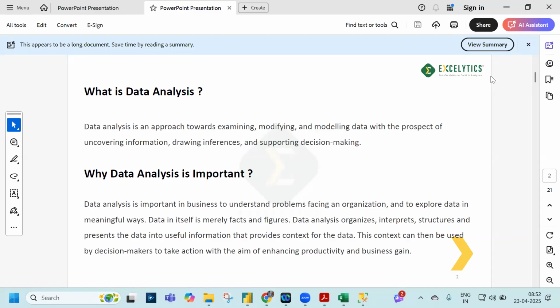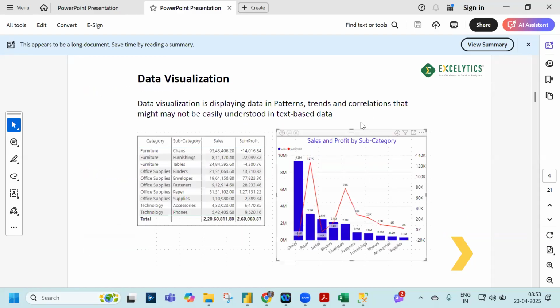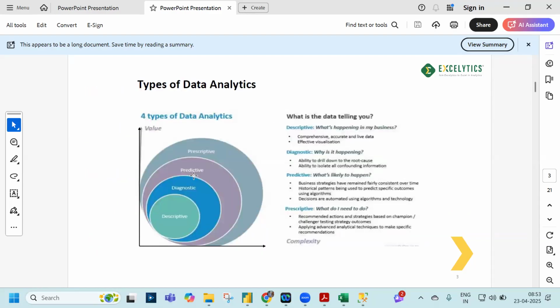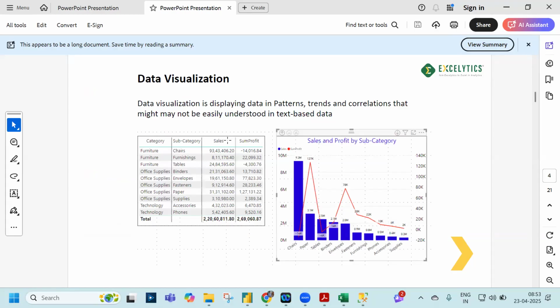So what is data analysis and why is it important? We'll do a quick data analysis using Excel only, because most of you are coming from an Excel background. Why is the analysis needed? What types of analytics? I'll come to this, but I would like to show you why data analysis is needed, and as part of the data analysis process, why we need to prefer data visualization.